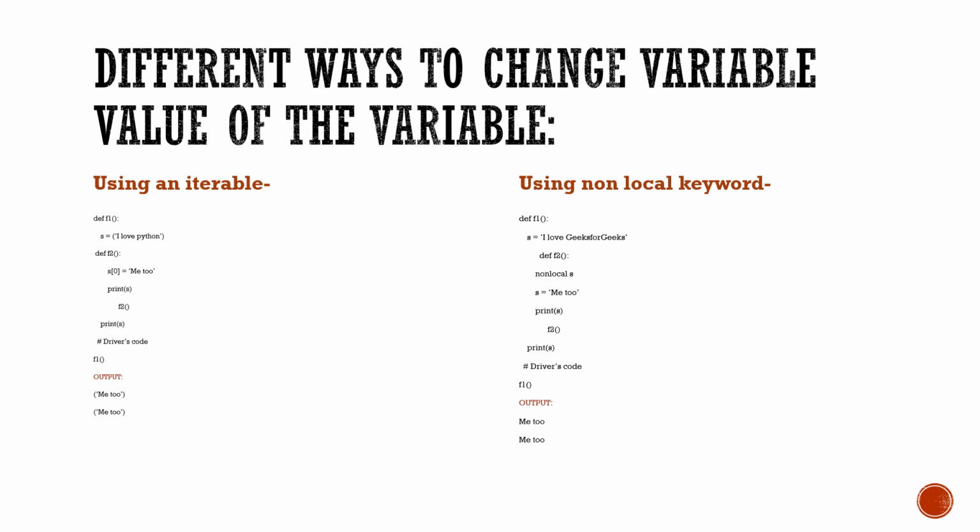Next, using the nonlocal keyword, first declare f1 with s equals 'I love geeks for geeks', and declare f2 with nonlocal s equals 'me too'. Print s. Driver code, and the output will be 'me too'.